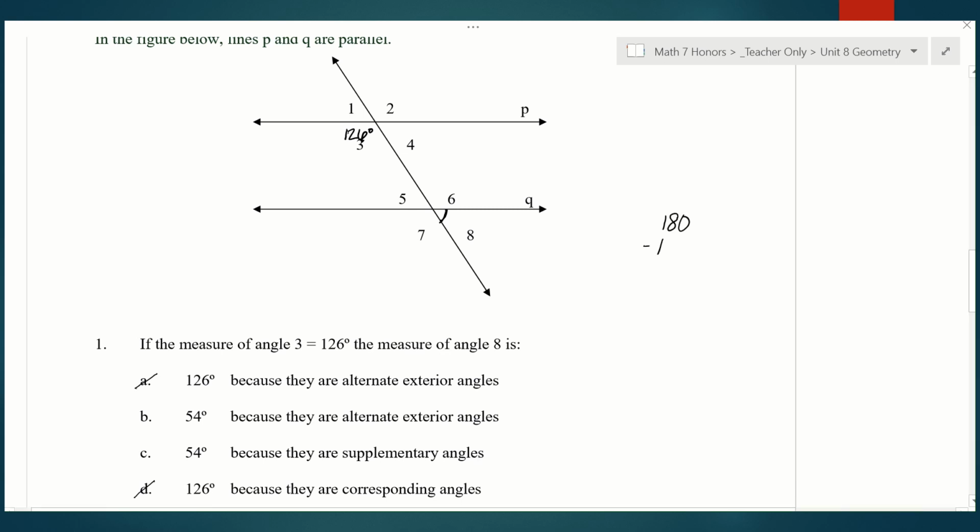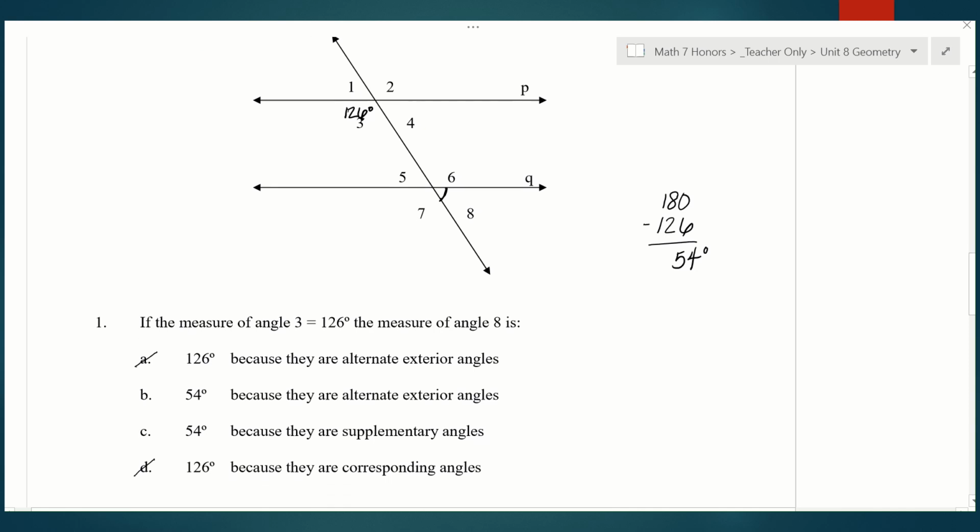So I'm just going to make sure, is 180 minus 126 54? Yes, it is. So B and C are my choices that I'm going to figure out. The choices are 54 because they are alternate exterior angles, or because they are supplementary. Well, they can't be alternate exterior because that means they'd be equal. And by the way, angle 3 is not exterior anyways. It would have to be something like angles 1 and 8. Those are alternate exterior. So B is out, and the answer has to be C.